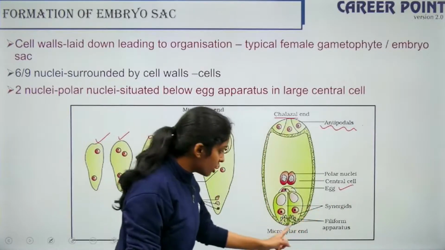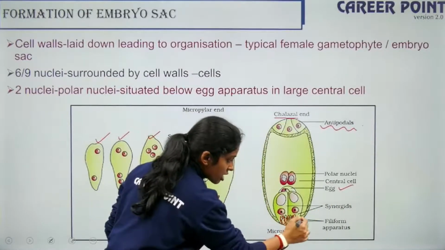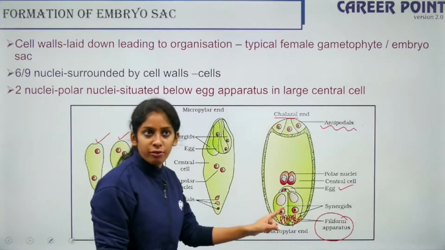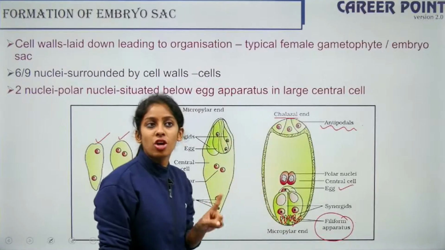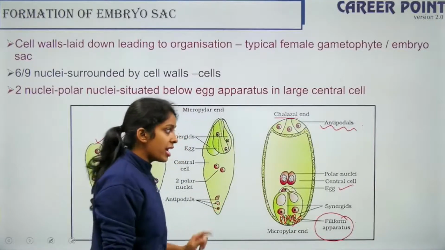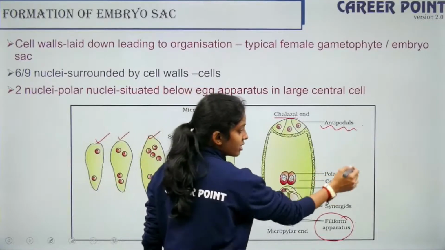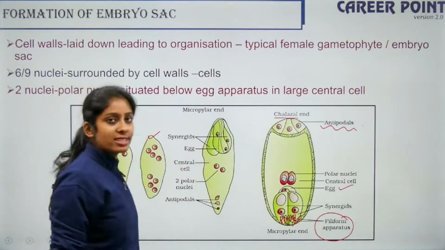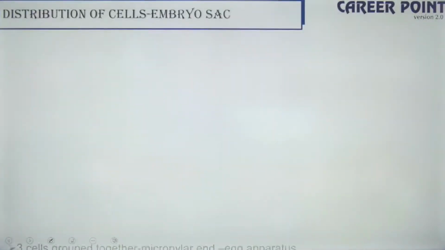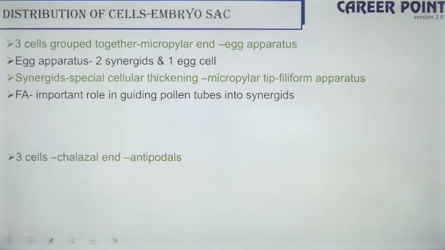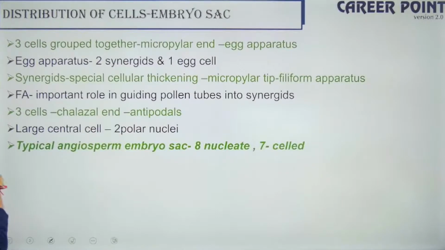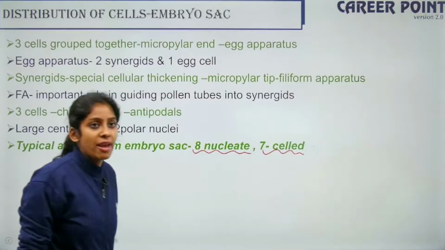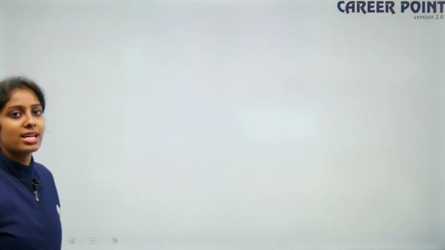Towards the synergids, you can see finger-like structures. This is called the filiform apparatus. Remember what a filiform apparatus is; I will explain when we talk about fertilization. These two central nuclei are called the polar nuclei. Together this entire thing is 8 nucleated and 7 celled. The embryo sac is 8 nucleate and 7 celled, and it is known as the female gametophyte.